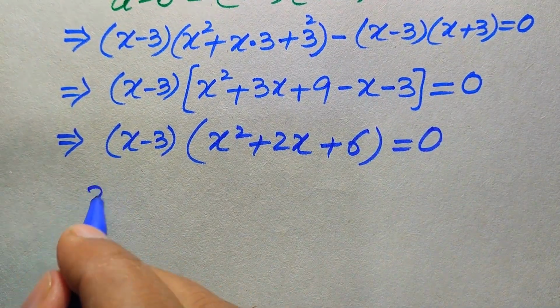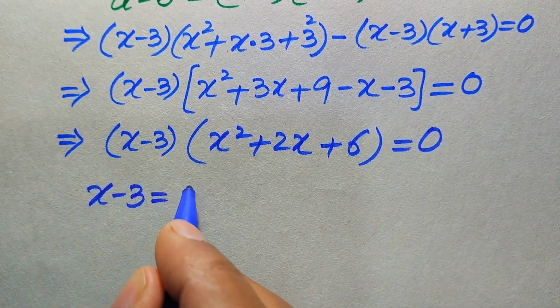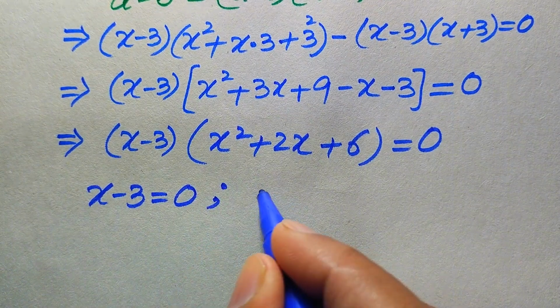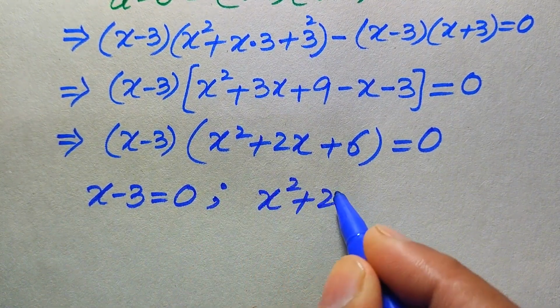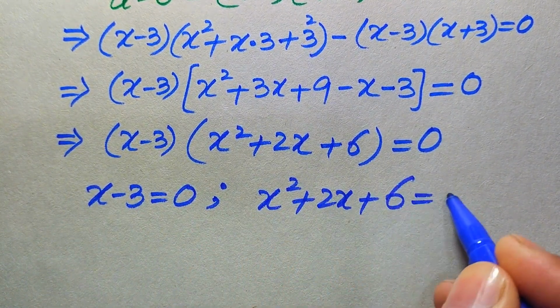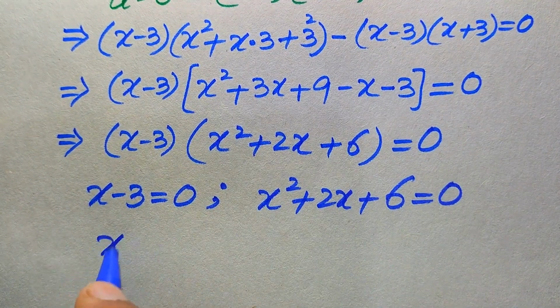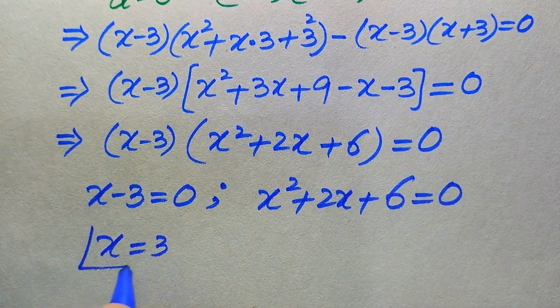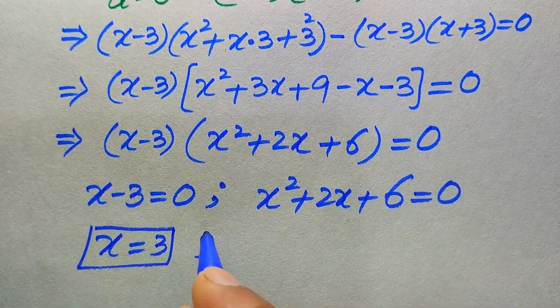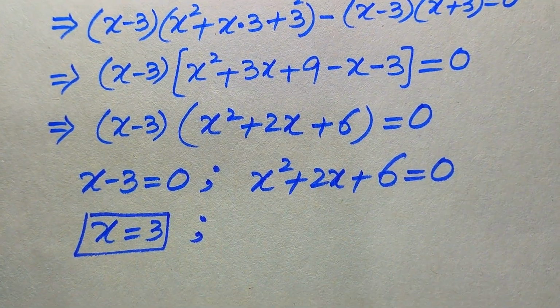And now we divide this equation into two cases. The first case is we write x minus 3 equals 0, and the second case is we write x squared plus 2x plus 6 is equal to 0. From here we easily get the value of x is equal to 3.